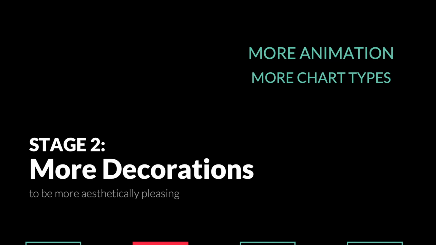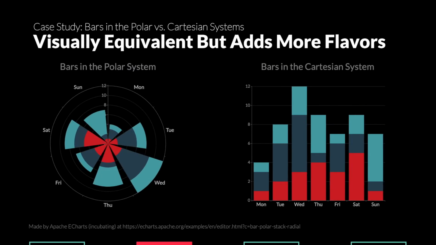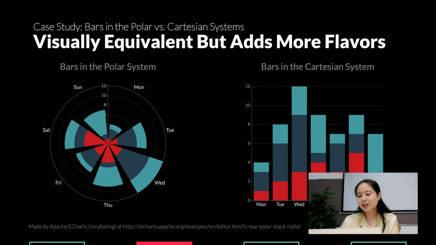For example, the left chart is a stacked bar series in a polar system, while the one on the right side is a more traditional bar series in the Cartesian system. Making the bar charts be in a polar system does not provide any extra information. So we say that they are visually equivalent. But in some cases, it does provide special flavors to the charts and thus makes them more engaging.